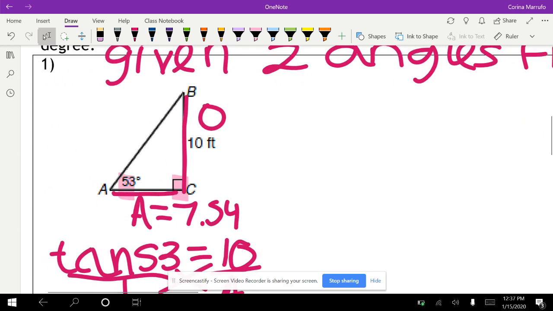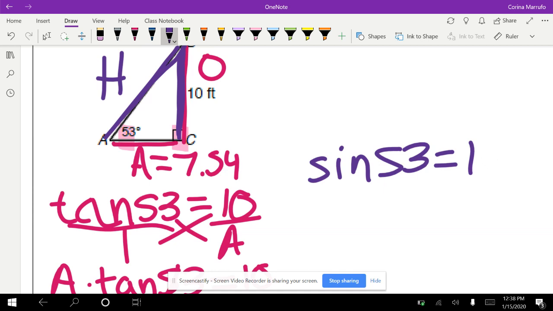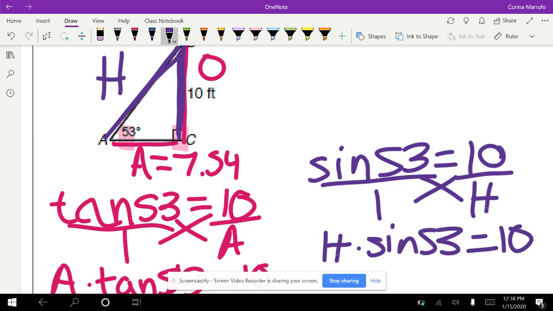All right, so now we're going to find the hypotenuse. They gave us this side was 10, which is our opposite, and we're looking for the hypotenuse. That means we're going to have to use sine, because sine is opposite over hypotenuse. So we set it up: sine of 53 equals our opposite, which is 10, over our hypotenuse. We don't know it, so I'm going to leave it as h. We put this over 1 and cross multiply, so h times sine of 53 equals 1 times 10, which is just 10.